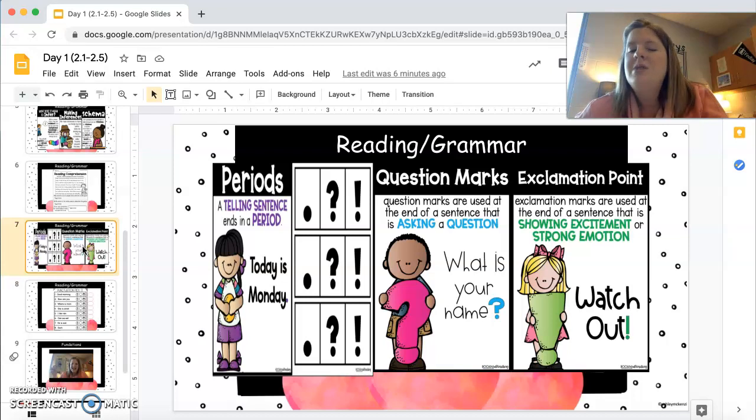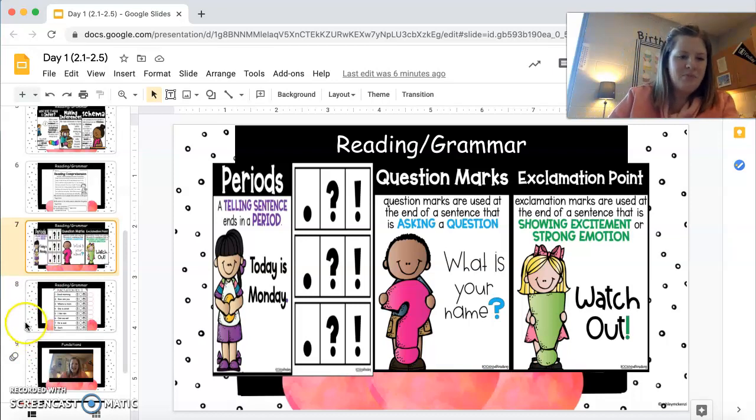The last one is my favorite, the exclamation point. Exclamation marks are used at the end of a sentence that is showing excitement or strong emotions, okay? So an exclamation point goes at the end. So if I said, I love recess, I would have an exclamation point at the end, right? It's not a question. I know I love recess. And it's not a telling sentence because it's not boring, right? It's me saying it excited. I love recess! And then I would put an exclamation point at the end.